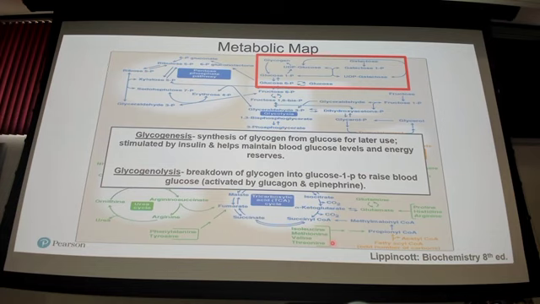Glycogenolysis is the breakdown of glycogen into glucose 1-phosphate. And this is activated by glucagon, which is another hormone, and epinephrine. So during fight or flight, that epinephrine will be released, and that's going to cause our body to break down glycogen so we can get out of dodge or get out of whatever we need to do, fight or flee. That's how that works through epinephrine and glucagon release. Any questions about that?